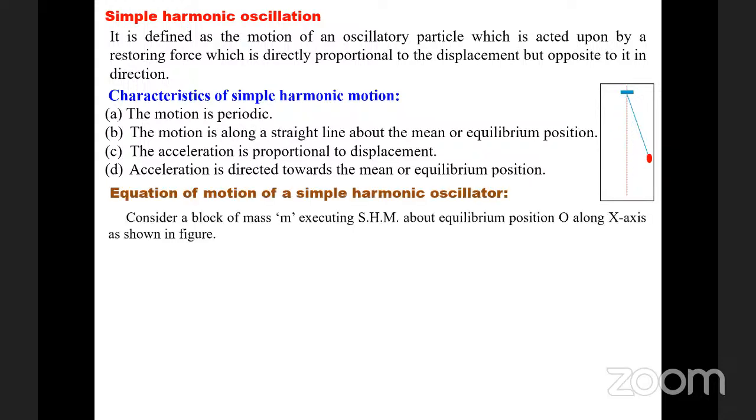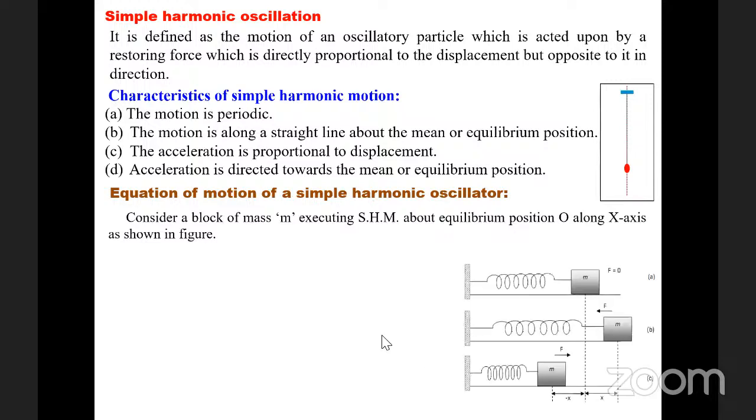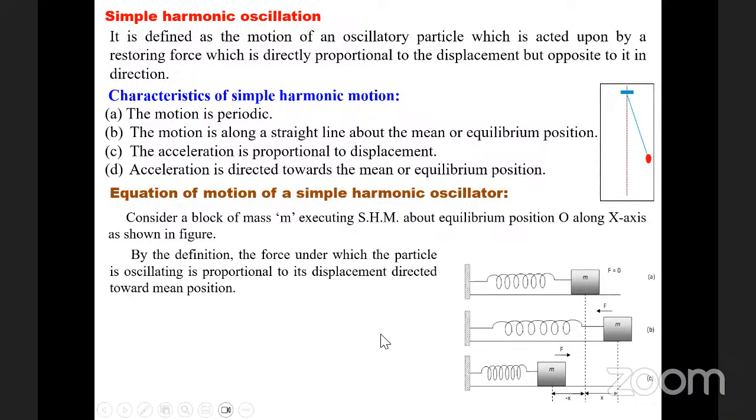So if you want to derive the equation for a simple harmonic oscillator, let us consider a block of small mass m executing simple harmonic motion about the equilibrium position O along the x-axis. You can find a figure showing this. Here a spring is considered. One end is rigidly fixed, and the other end has a mass m attached to the spring. Here the force is 0. No force is acting upon the spring.